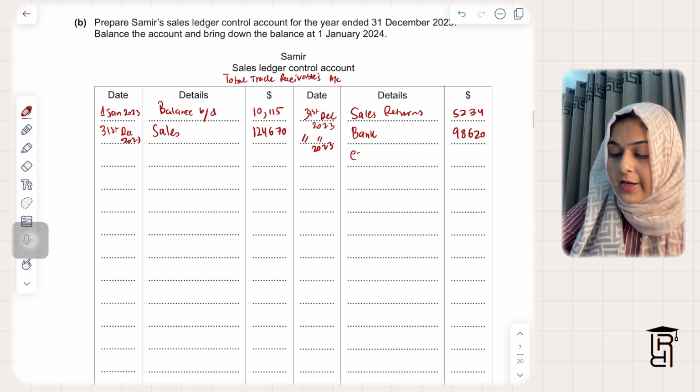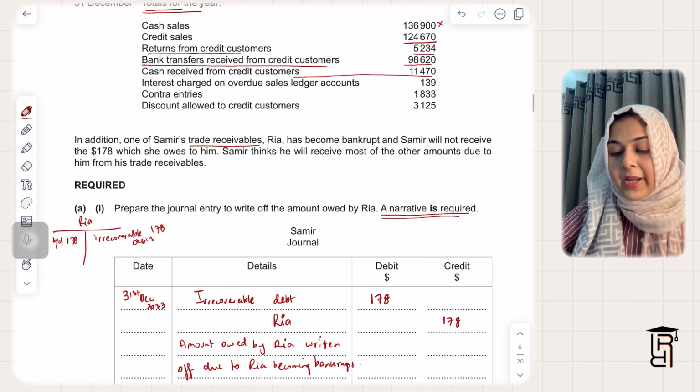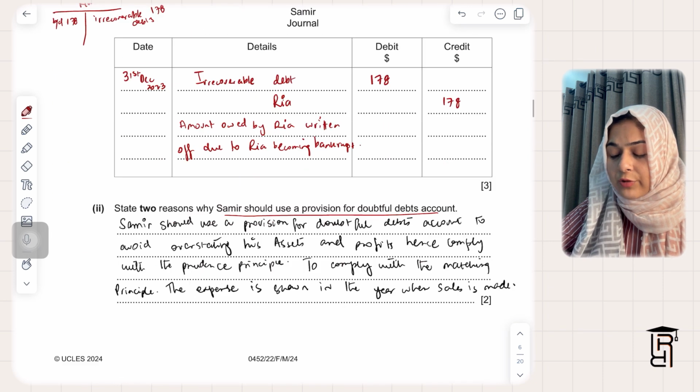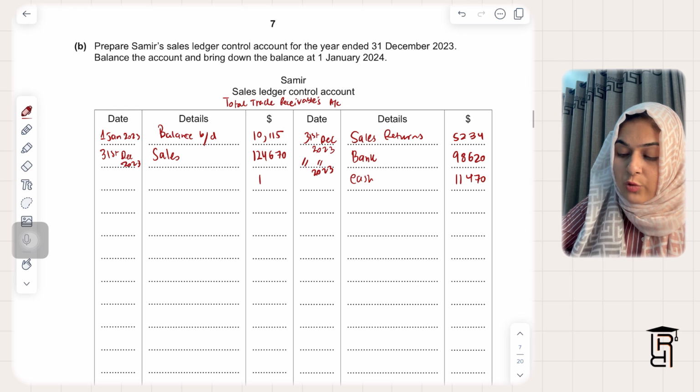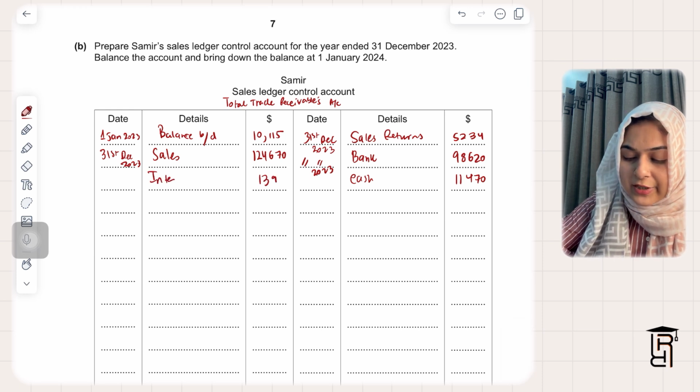I'll write here cash in the details, and I will write here 11,470 is my amount here, which I'm receiving in cash from my credit customers. Then interest charged on overdue sales ledger control account. So there are certain customers of mine who haven't paid me for a very long time, so I'm charging them interest.